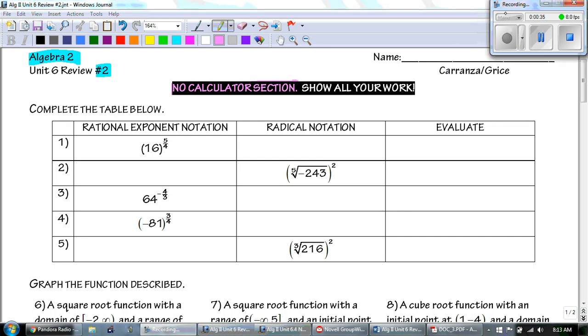Okay, so the first one, when we put it into radical notation, that means we write it using a radical. So the 16 goes underneath the root. The number below, that's our root. And then the number on top is our exponent. Okay? And now when we're solving that, we just look at our sheet.